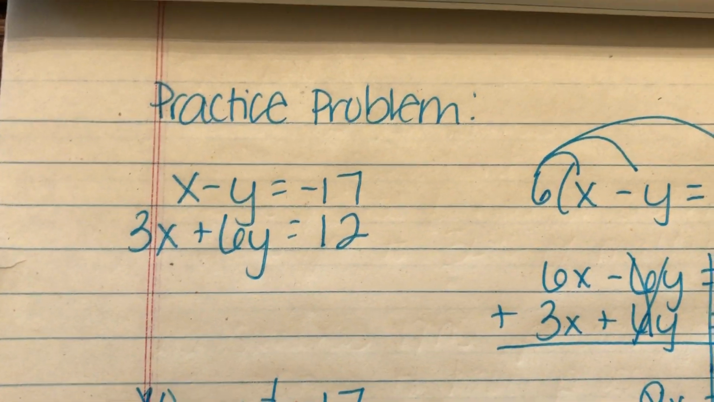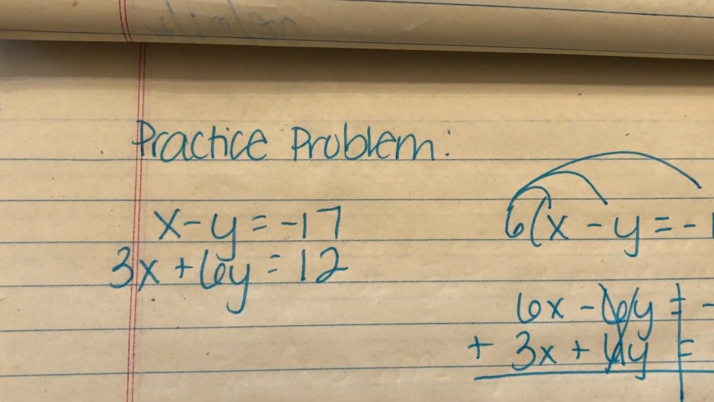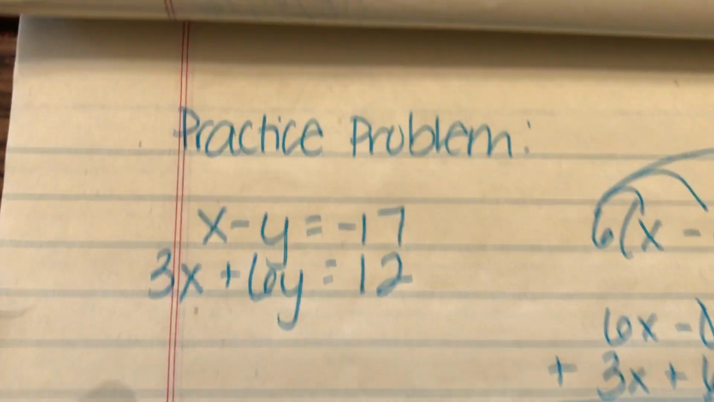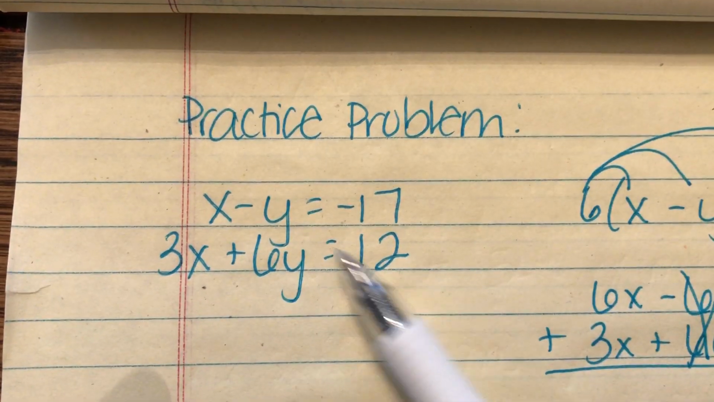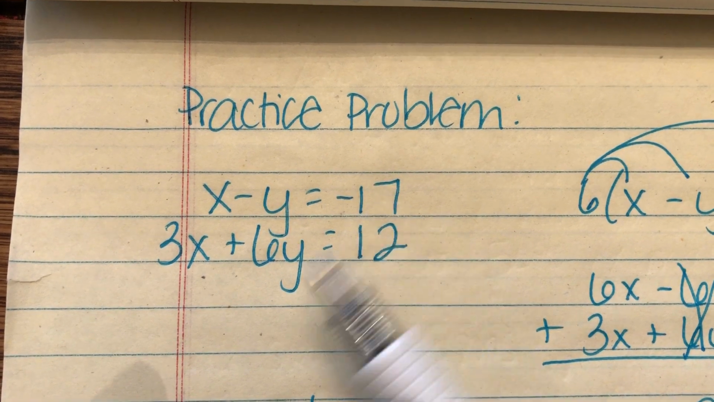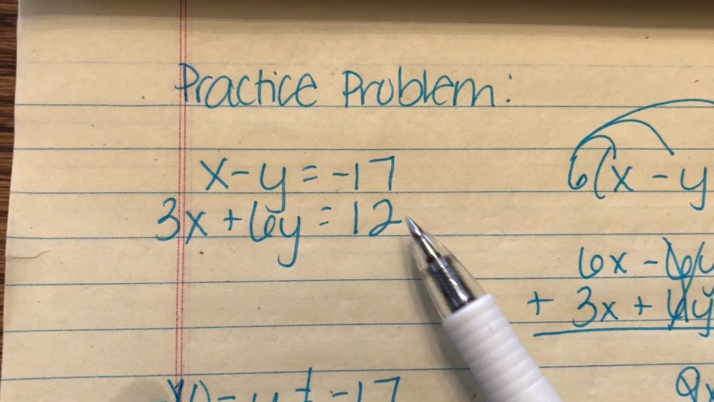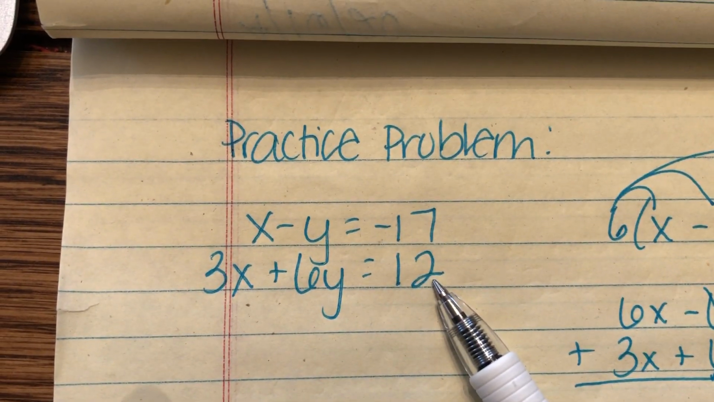This is a video on a practice problem for the elimination method video assessment. So the problem I have here is x minus y equals negative 17, 3x plus 6y equals 12. So there's two ways to go about it.